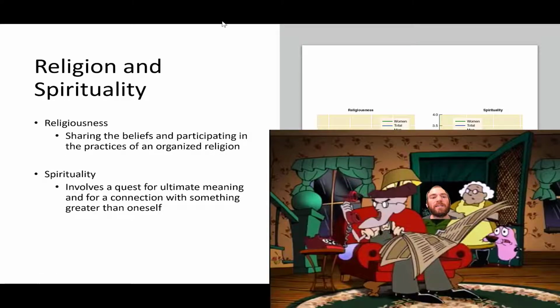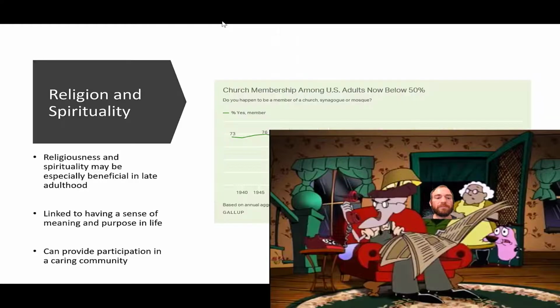And just a couple of concepts to wrap up with. Religiousness: sharing the beliefs and participating in the practices of an organized religion. And spirituality: involving a quest for ultimate meaning and for a connection with something greater than oneself. Religiousness and spirituality may be beneficial in late adulthood. Some studies have found that it's linked to having a sense of meaning and purpose in life, and can provide participation in a caring community.